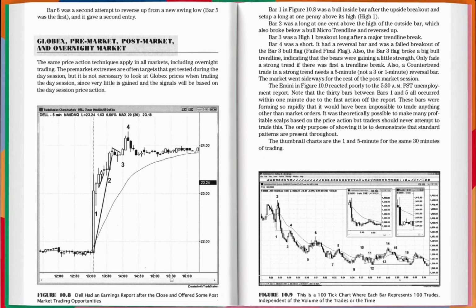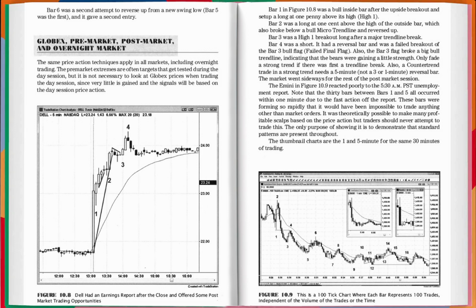The E-mini in figure 10.9 reacted poorly to the 5:30 a.m. PST unemployment report. Note that the 30 bars between bars 1 and 5 all occurred within 1 minute due to the fast action off the report. These bars were forming so rapidly that it would have been impossible to trade anything other than market orders.